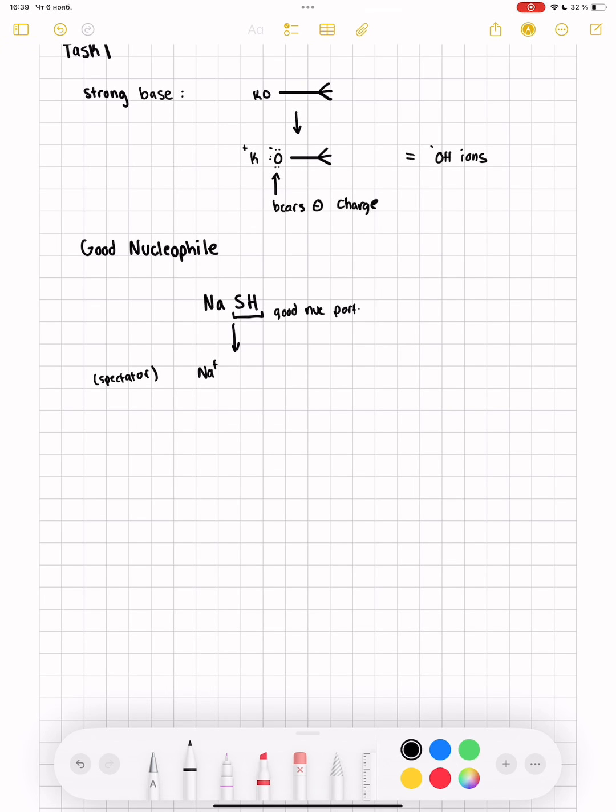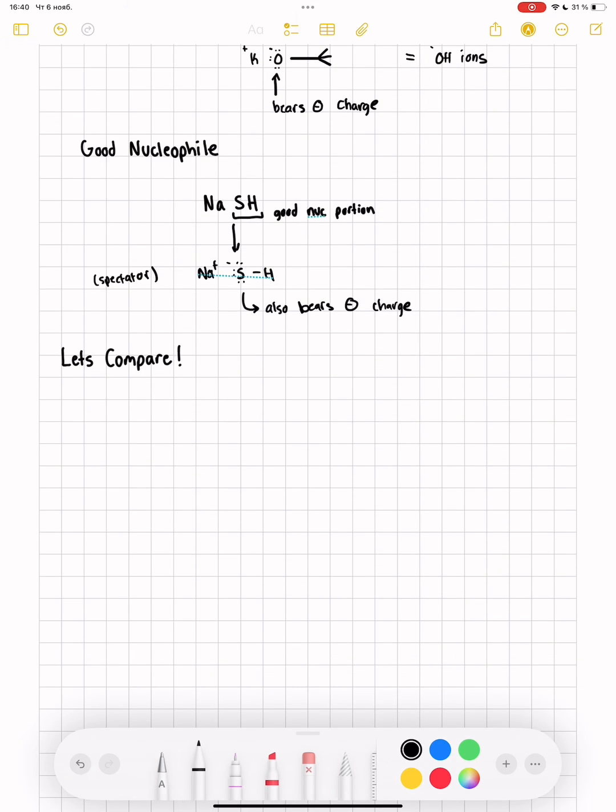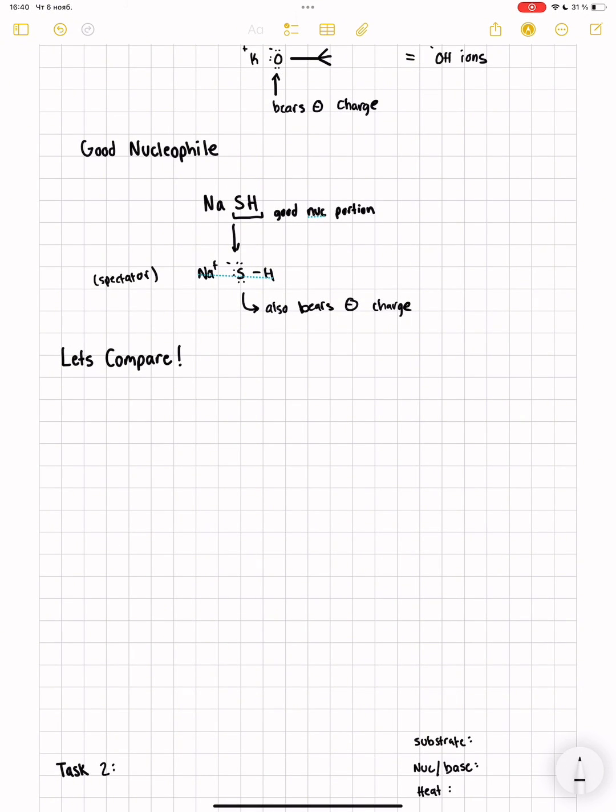Since S is bigger and bulkier, it makes it a better nucleophile rather than a base. This actually goes off the trends of the periodic table, but in this case, we'll stick with the fact that it's a good nucleophile. Strong nucleophiles will often bear a negative charge. If we compare, for example, neutral sulfur and sulfur with the negative charge, sulfur with the negative is a lot better. It's a better nucleophile.